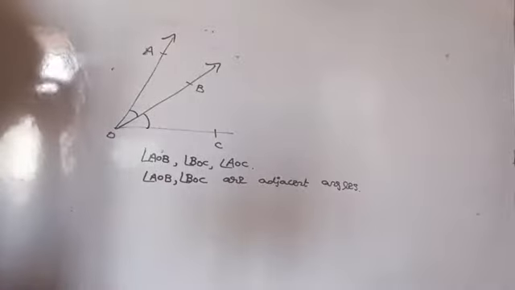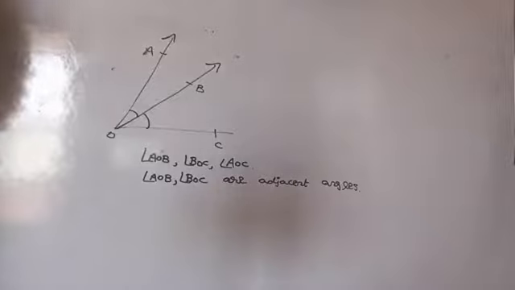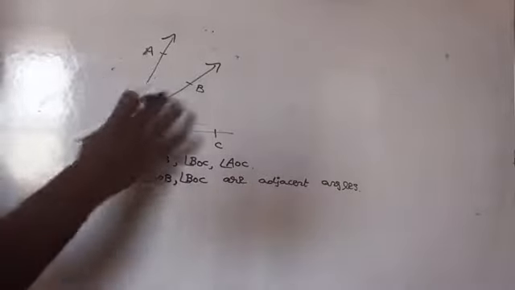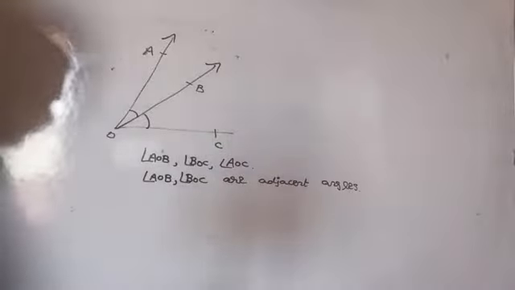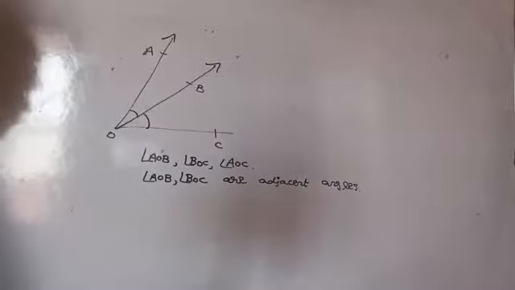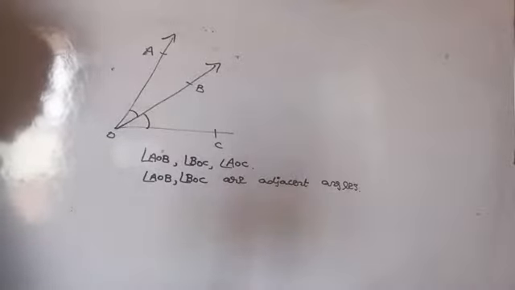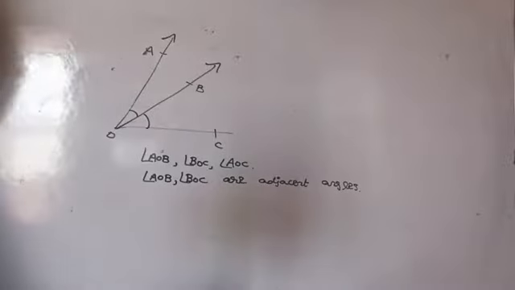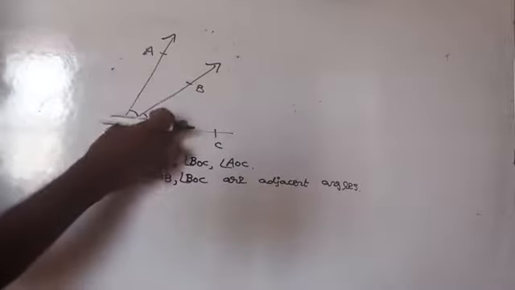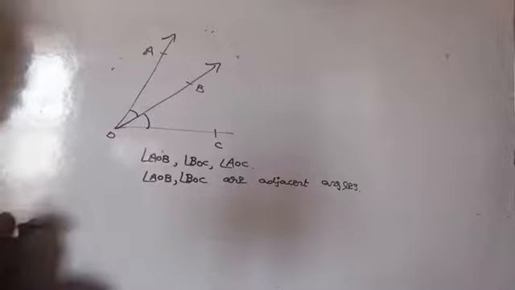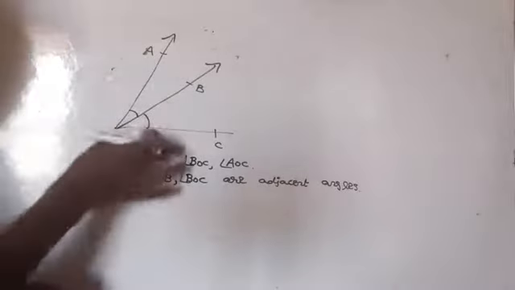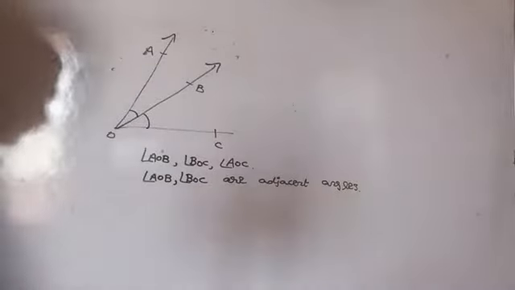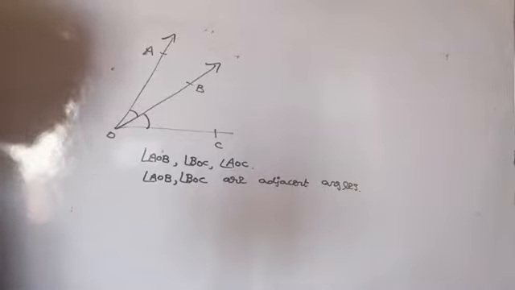Then, those two angles have a common arm. Which one is a common arm here? OB is a common arm. Then, the third point: the non-common arms are on either side of the common arm. So, this is a common arm. Both the arms OC and OA lie on either side of the common arm. Are you getting here? Yes.